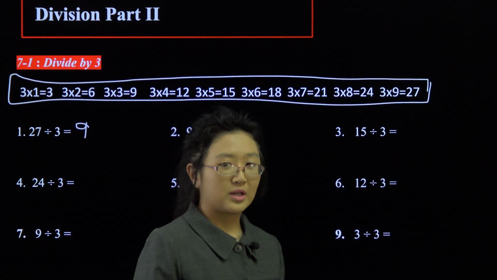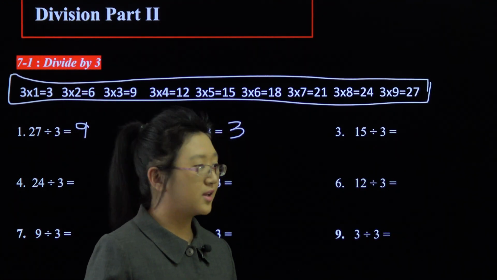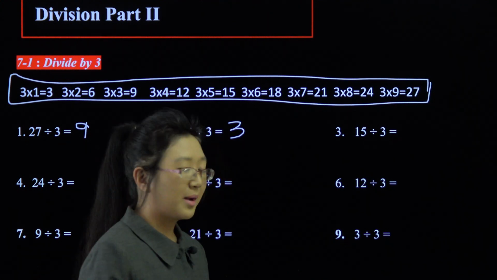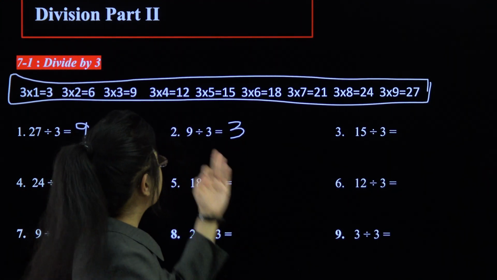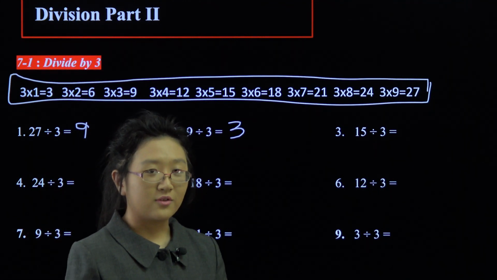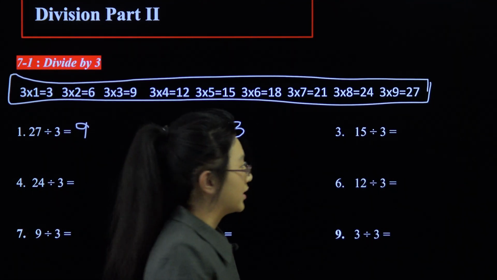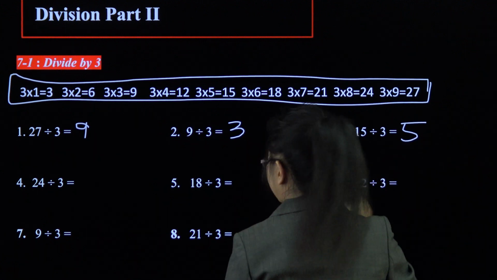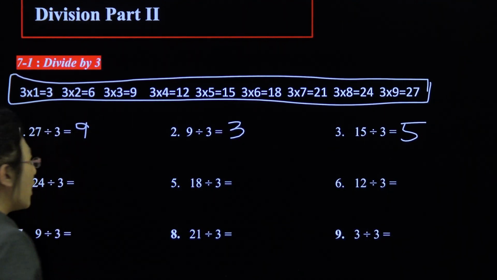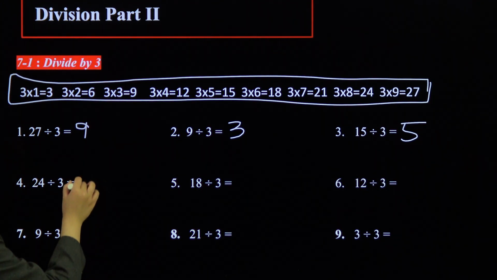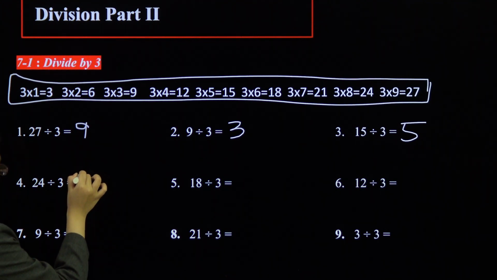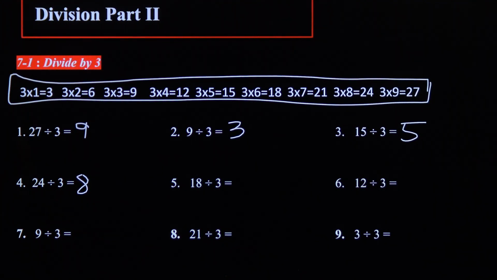15 divided by 3. 3 times something equals 15. 3 times what equals 15? 3 times 5 equals 15. So 15 divided by 3 is 5. 24 divided by 3. 3 times what equals 24? 3 times 8 equals 24. 24 divided by 3 equals 8.